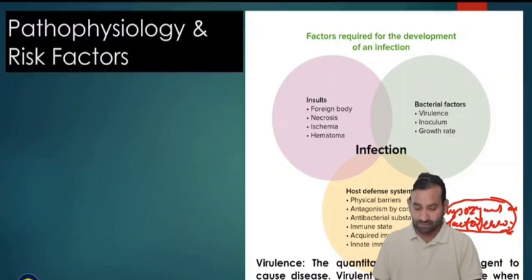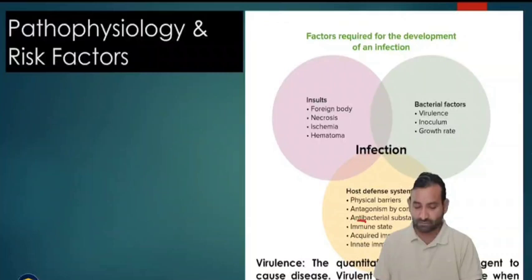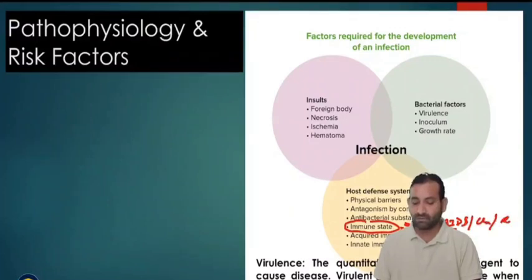Similarly, the immune state of the patients. Some patients may be immunocompromised in a sense, like they may be suffering from diabetes mellitus. They may have AIDS, right, acquired immune deficiency syndrome. Or they may be taking chemotherapy, or radiotherapy, or they may be under steroid therapy, right. These things give the opportunity for infections by the pathogens.